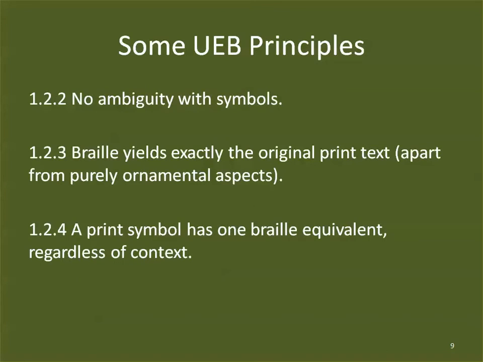Some basic UEB principles when they were developing this code are, again, no ambiguity with symbols. A symbol means what it means no matter what the context, nor does it represent something else. So one Braille symbol for one print symbol. Also, the UEB developers wanted Braille to show exactly what the original print text showed, apart from just eye candy. So as much as possible, UEB represents print, and you'll see that it represents print much more closely than anything we've had before. A third principle was that, again, one print symbol has one Braille equivalent regardless of context. So no matter what, no matter where, that one Braille symbol will mean the same thing as it does in print.